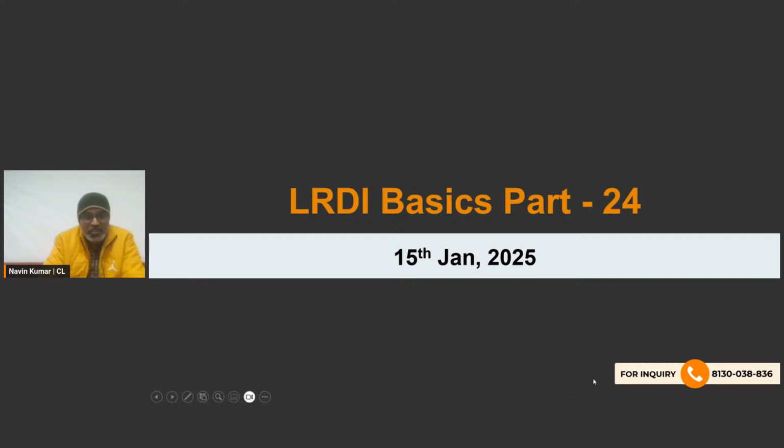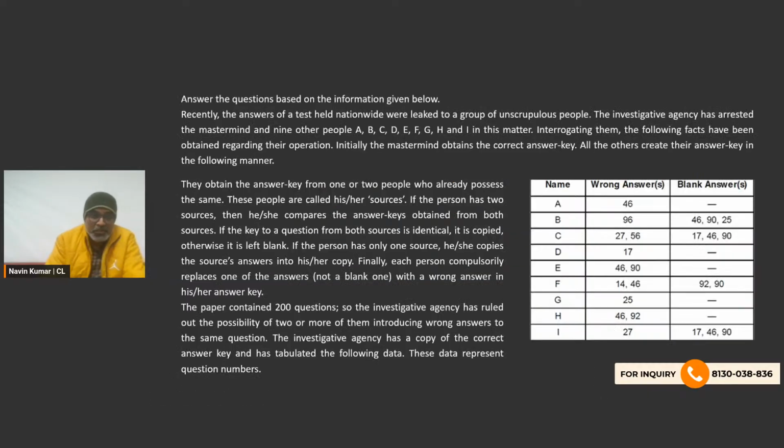We will be solving questions, a particular set, a very interesting set under LRDI. The set says that recently the answers of a test held nationwide were leaked to a group of unscrupulous people. The investigative agency has arrested the mastermind and 9 other people, A, B, C, D, E, F, G, H, and I, in this matter.